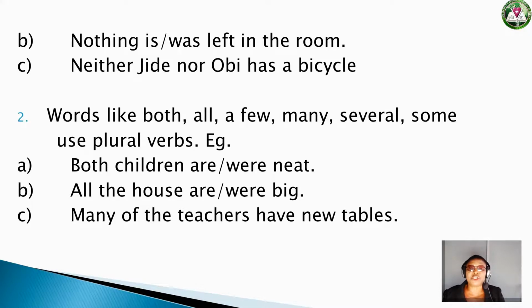A. Both children are neat. If you are to use it in the past action, it goes this way: both children were neat. 2. All the houses are big. 3. Many of the teachers have new tables.